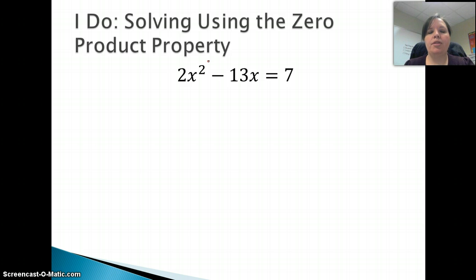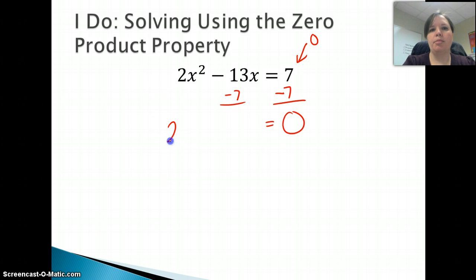But the idea, again, with the zero product property, you want to make sure one side is equal to 0. Now we have an equation where one side is equal to 7. So before you factor, before you do any extra work, you want to make sure your first step is get one side equal to 0 in your equation, so that you can use the zero product property. 2x squared minus 13x minus 7, because none of those were like terms.